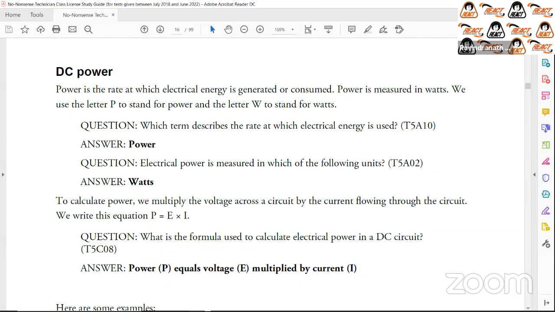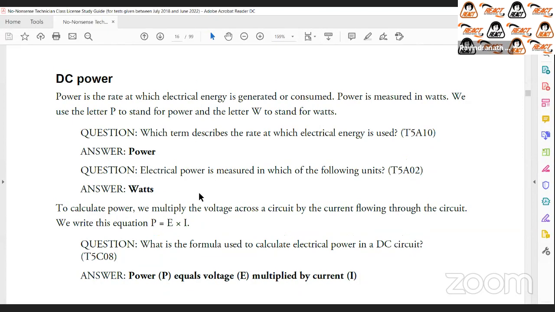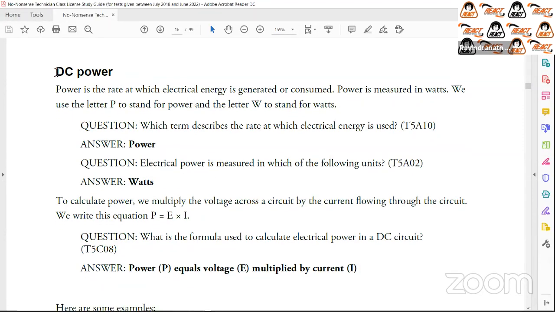Let us now look at power. The DC power they're talking about here is simply direct current power. They tell us that power is the rate at which electrical energy is generated. They also tell us that power is measured in watts. Well, we should be familiar with the term watts.